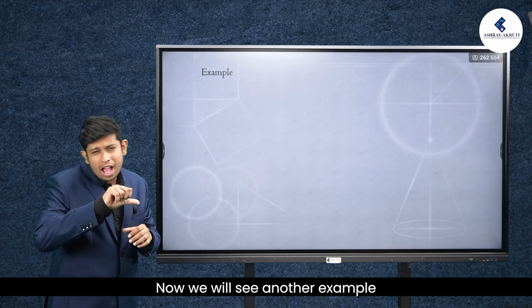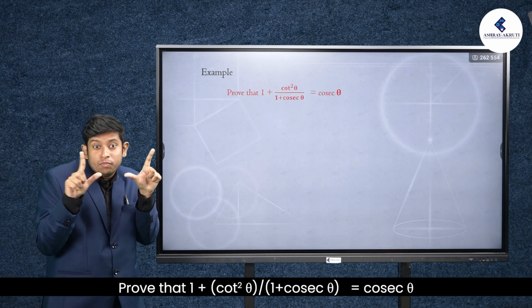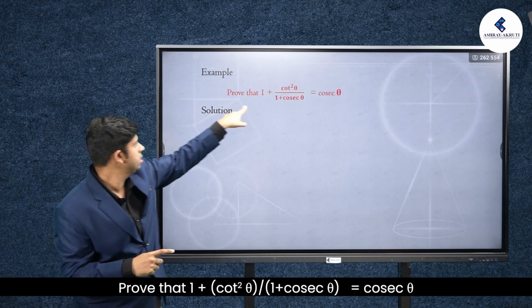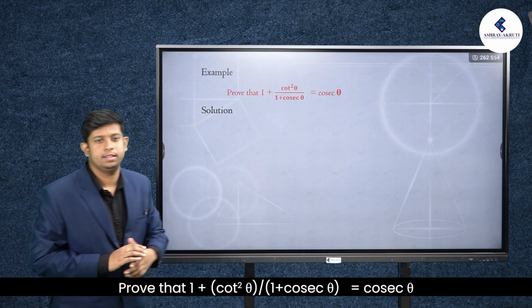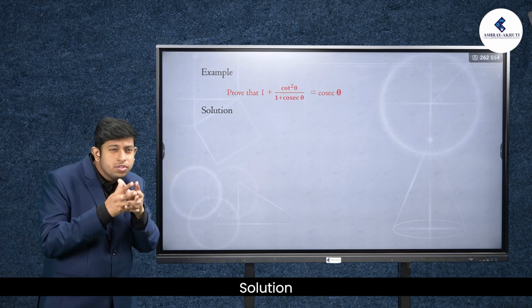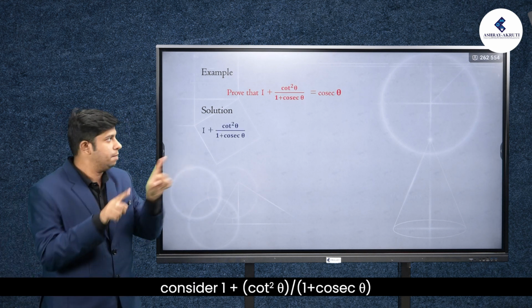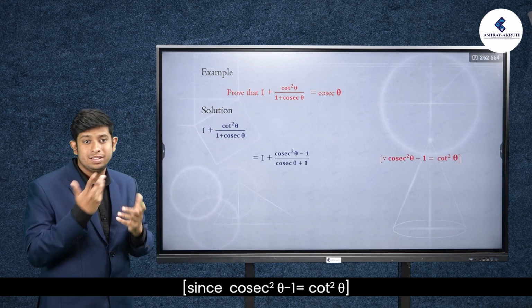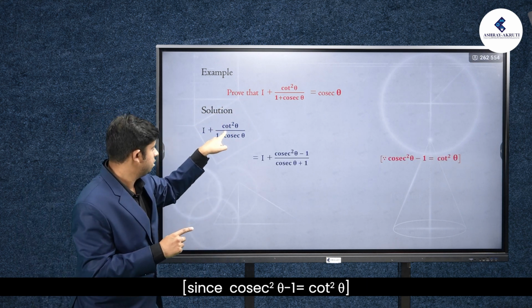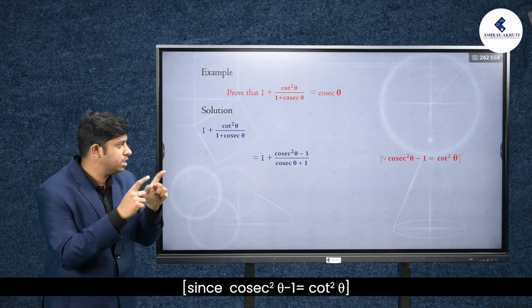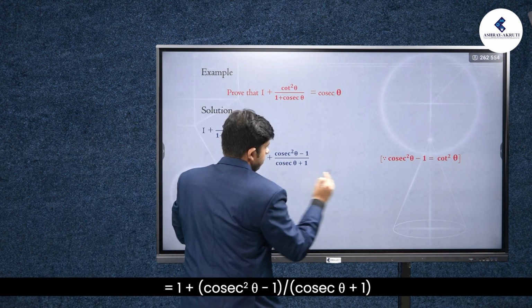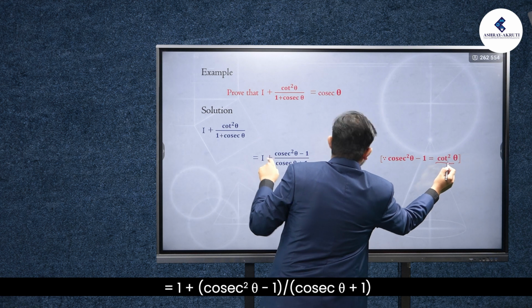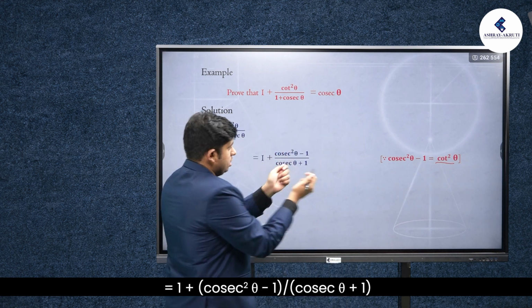Now, we will see another example. Prove that 1 plus cot square theta by 1 plus cosecant theta is equal to cosecant theta. Solution. Consider 1 plus cot square theta by 1 plus cosecant theta. Since cot square theta is equal to cosecant square theta minus 1, we get 1 plus cosecant square theta minus 1 by cosecant theta plus 1.